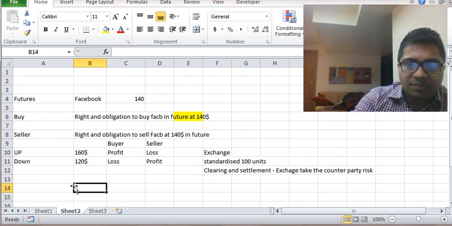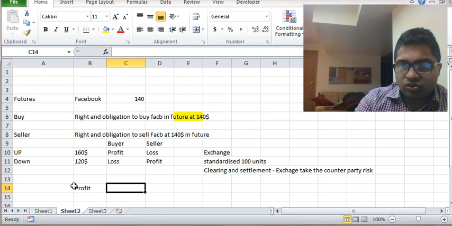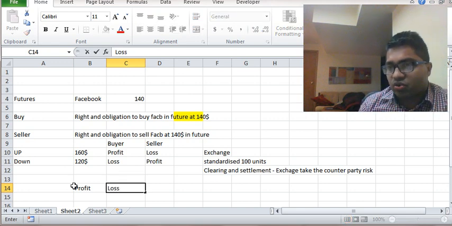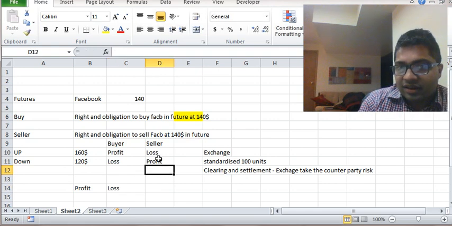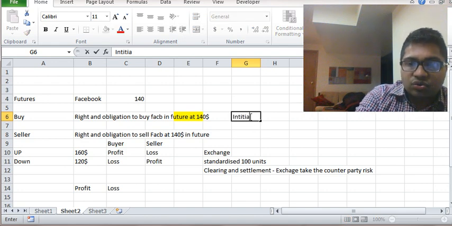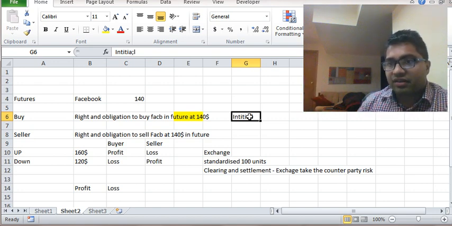The issue is you can make a lot of profit if the trade goes your way, but you can make a lot of loss if the trade doesn't go your way. So if Facebook stock keeps on going up, the buyer will keep on making profit, but if it starts falling, you will start making losses. And like we discussed in margin trades, futures will also generally require an initial deposit. So you don't have to put in the entire amount, you just have to deposit a small amount to make a big trade. So there is the concept of initial margin, like we discussed in margin trades in the previous module.